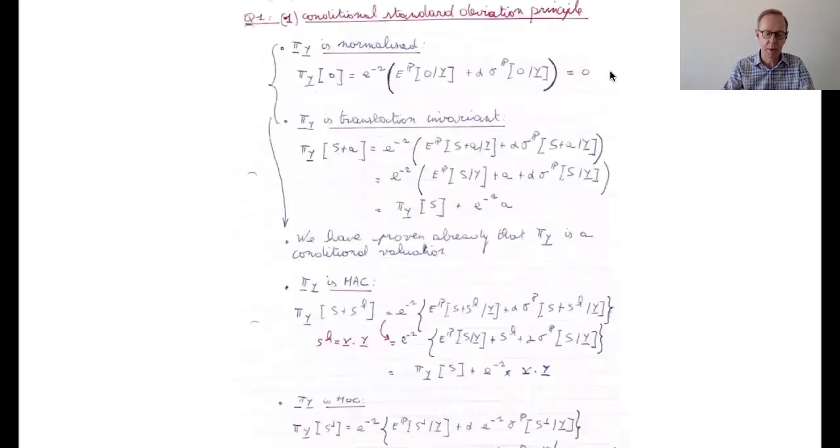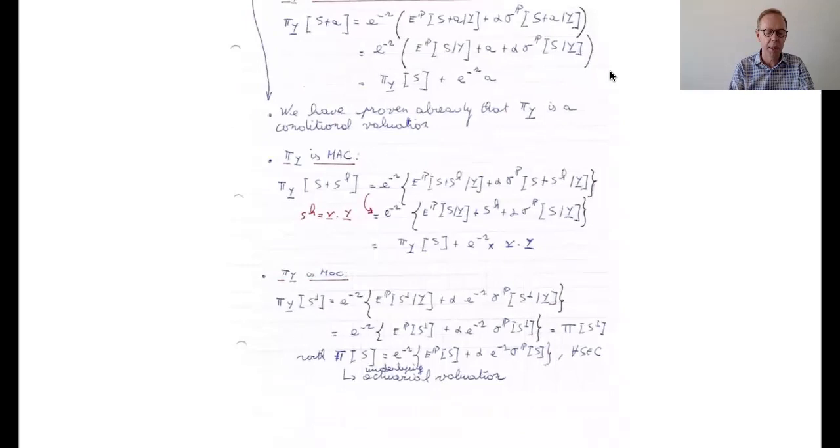Second step now, we have to prove that pi y is market consistent and model consistent. Well, let us have a look at pi y of s plus sh, which is by definition the discounted value of the expectation of s plus sh conditional on y, plus alpha times the standard deviation of s plus sh conditional on y.